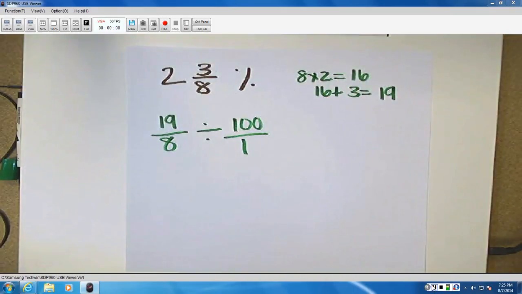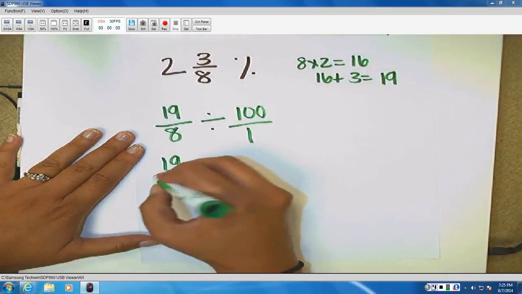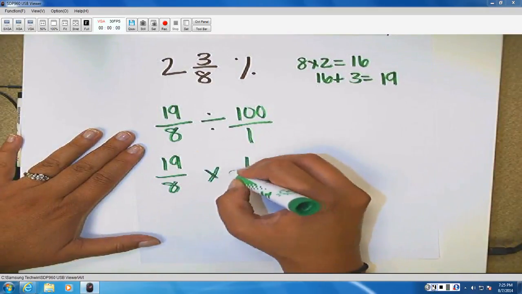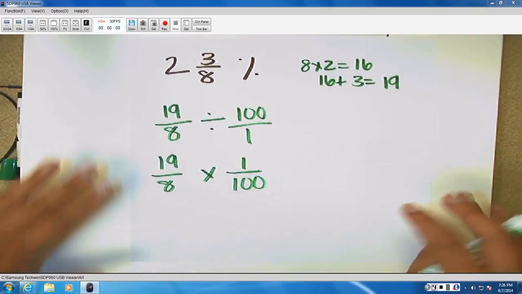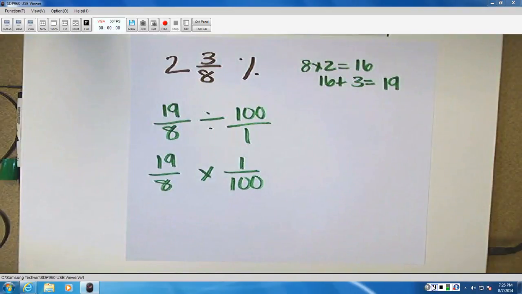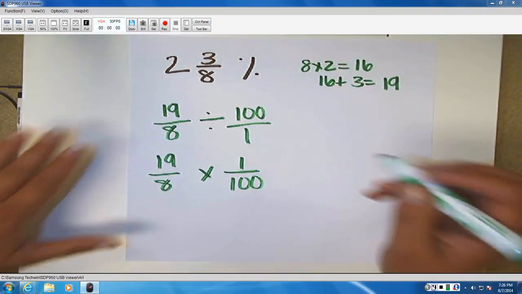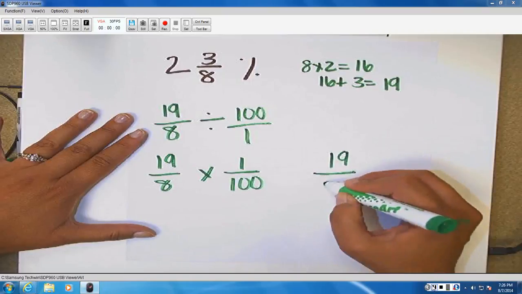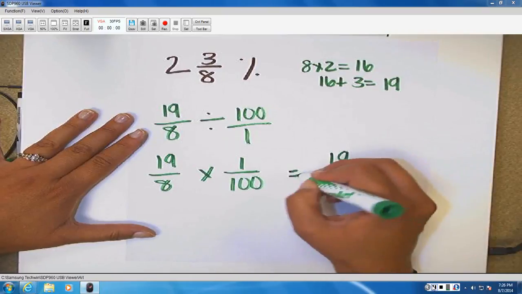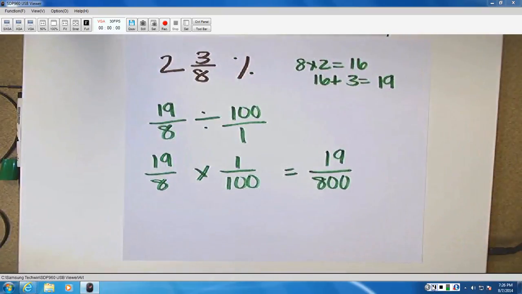That's how I set it up, but we know we're going to flip that, and we're actually going to end up multiplying across the board. So let's just do that. Let's just multiply across the board. We're going to have 19/800ths. And I believe that's our final answer. We can't reduce 19/800ths anymore.